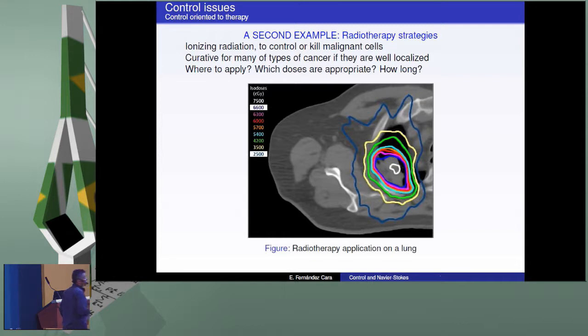A second example of control problem, also related to medicine, is the determination of optimal radiotherapy strategies.